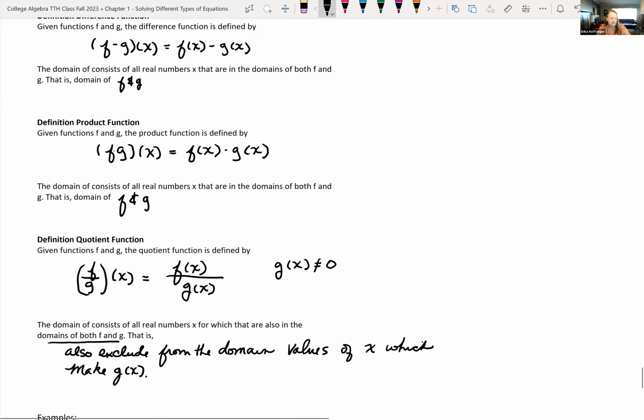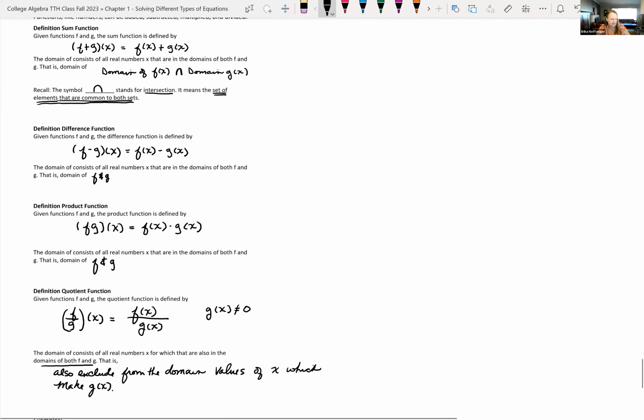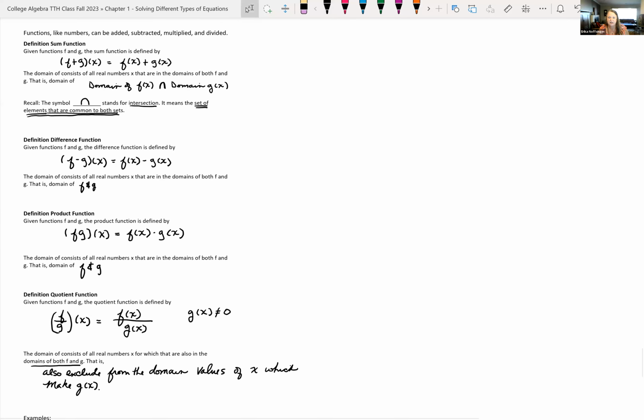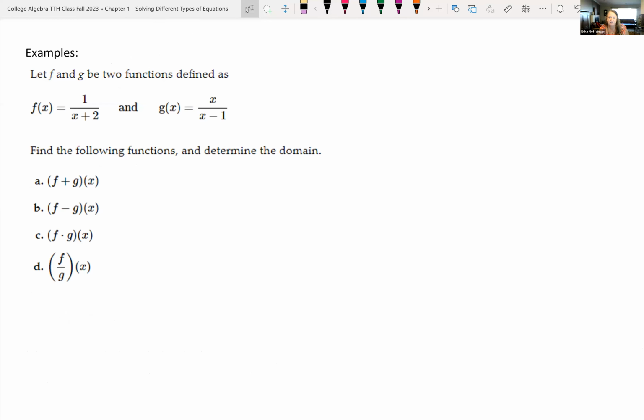So let's look at a couple of examples, where we're finding the operations of adding, subtracting, multiplying, and dividing two functions, and then finding the domain. For this whole thing, we're first going to need to determine the domain of both our functions. So let's first look at the domain of f of x.